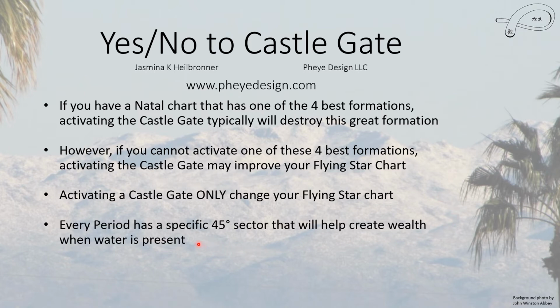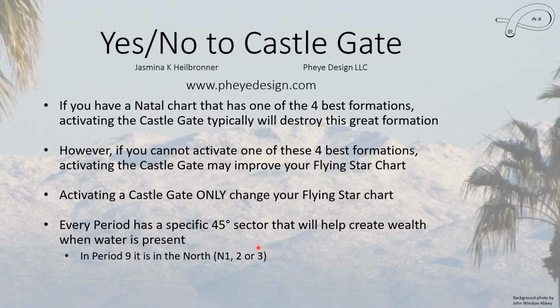I'm going to have a video that discusses direct and indirect spirit at some point, and this method creates the idea that you can put water in a certain 45-degree sector and it changes with every period. If there's water there, whether it's natural or man-made, it can help you create and keep wealth. So most people want to use this.